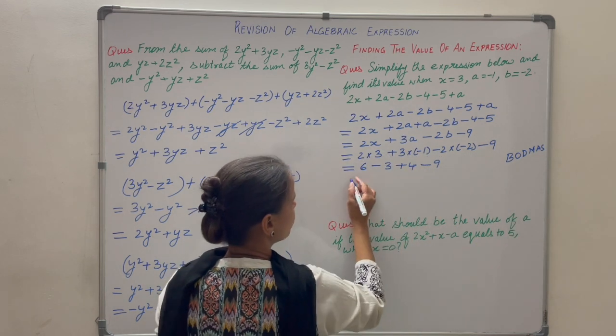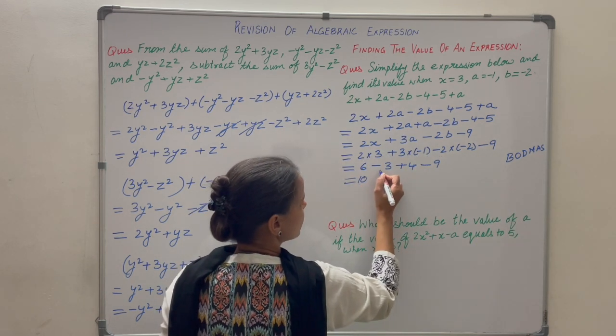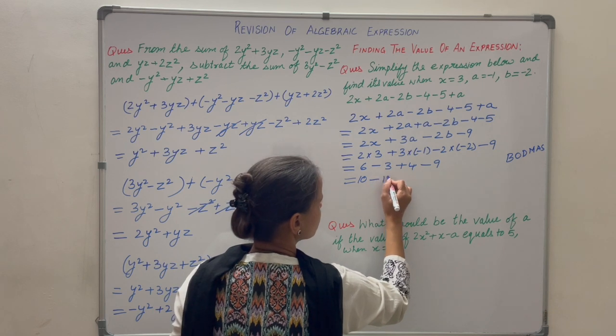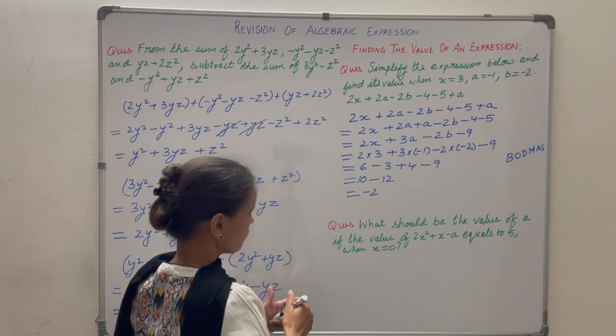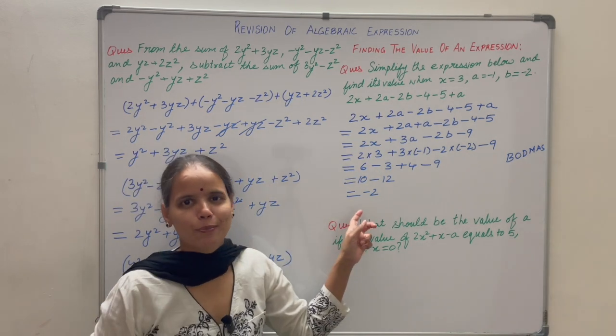So as per BODMAS rule, first you need to add. So 6 plus 4 is 10. Minus 3 minus 9 is minus 12. So 10 minus 12 is minus 2. So the value of this expression is minus 2.